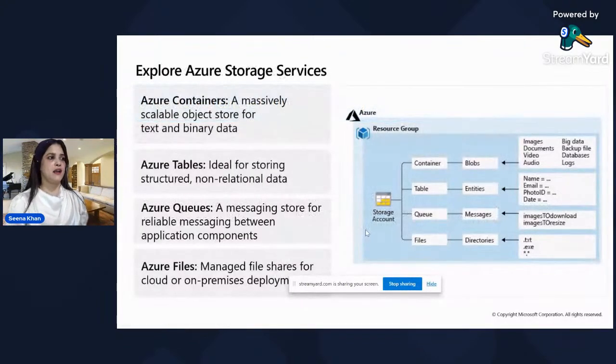Next topic, explore Azure storage services. These are the four major categories of Azure storage services. First one is Azure containers, then Azure tables, then Azure queues, and then Azure files. Azure containers, a massively scalable object store for text and binary data. So blob data you can store in Azure containers. Like in the previous slide, we discussed unstructured data. That type of data you can store in Azure containers.